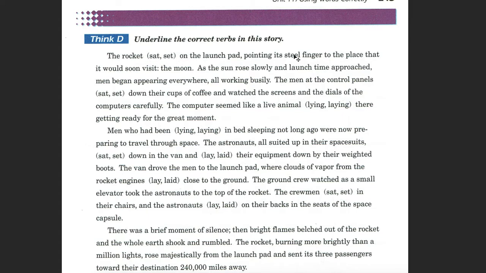This sentence doesn't mention anything else, so we would use sat. Again, I know it's kind of confusing because it's not like the rocket can lay down by itself. But since the sentence doesn't mention anyone else doing it to the rocket, we have to assume that the rocket is sitting himself down. All right.